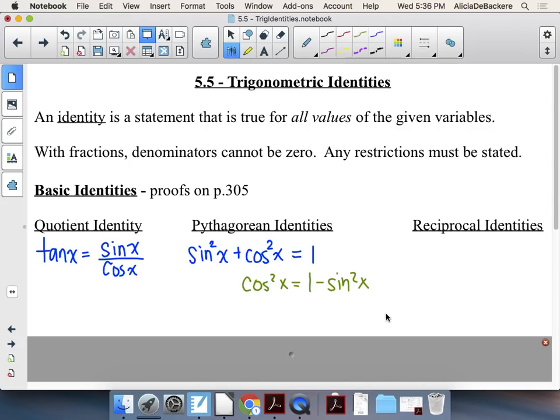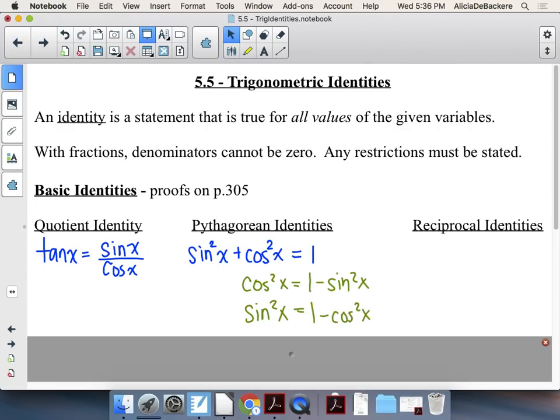I could also rearrange it so it looks like sine squared x equals. That means I want to get the sine squared x alone, so instead of adding cos squared x on the left, I'm going to move it over and subtract it from the right-hand side. Now, I would not suggest memorizing these green lines because really they're the same as the blue line. You really just need to memorize that sine squared plus cos squared of x is equal to 1.